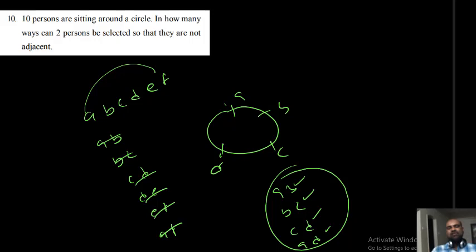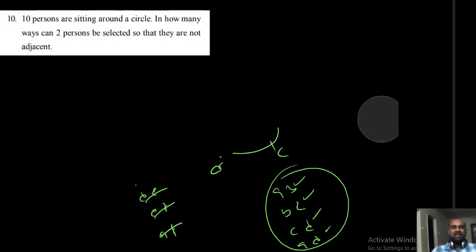6 persons are there. We want to select 2, which is simply 6C2. We want to select 2 of them so that they are adjacent to one another, I can say directly 6. If N persons are arranged around a circle and you want to select 2 of them so that they are adjacent to one another, I can say directly N only. Okay.